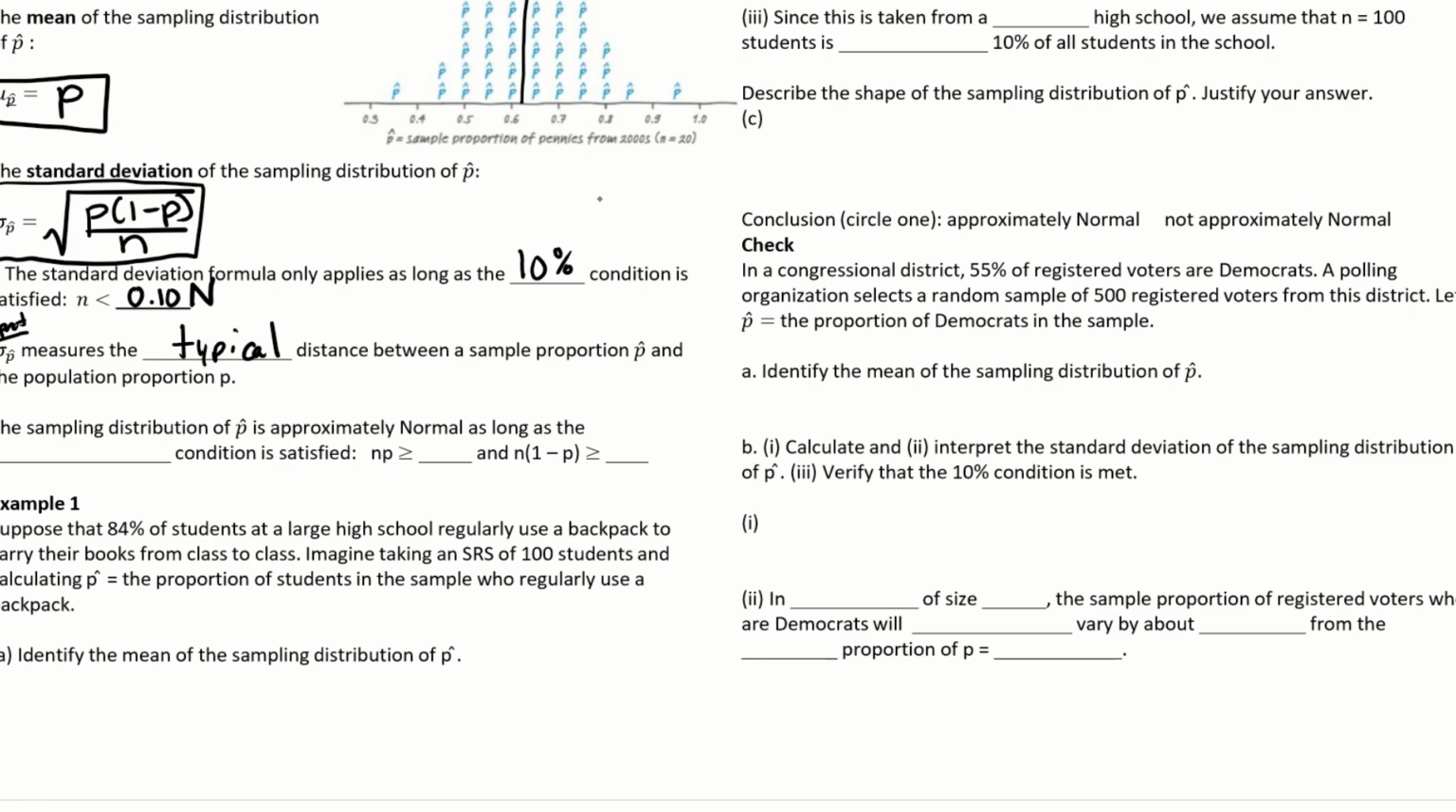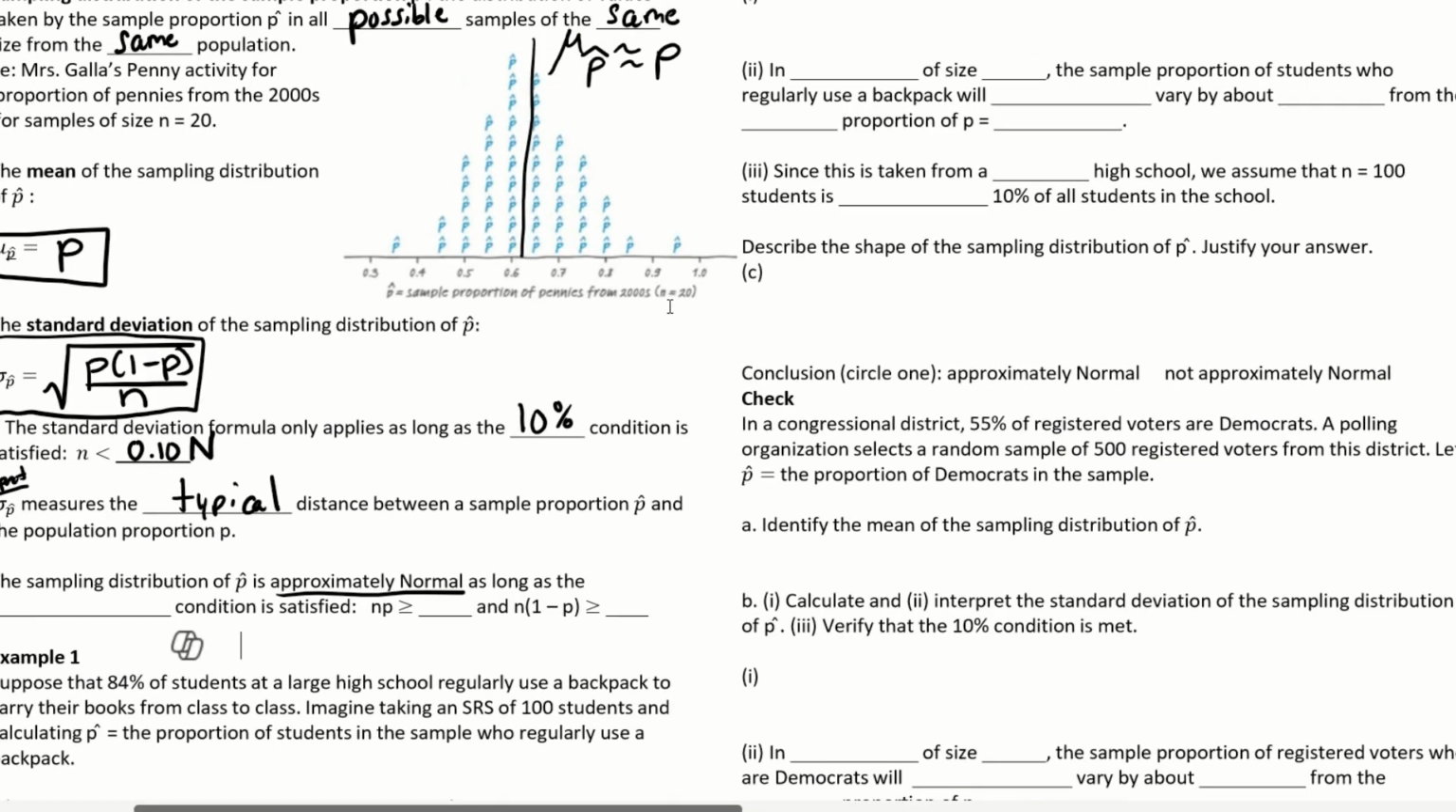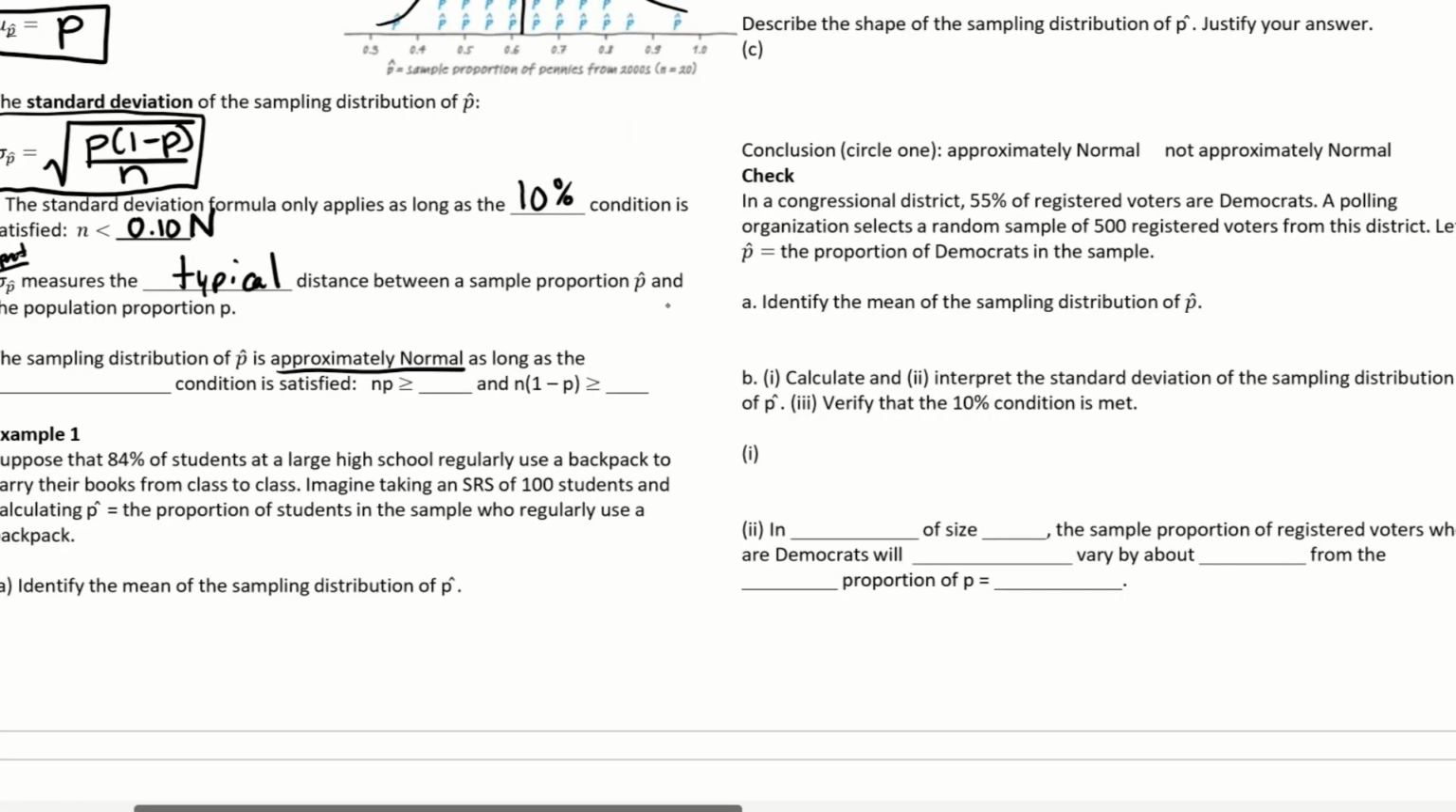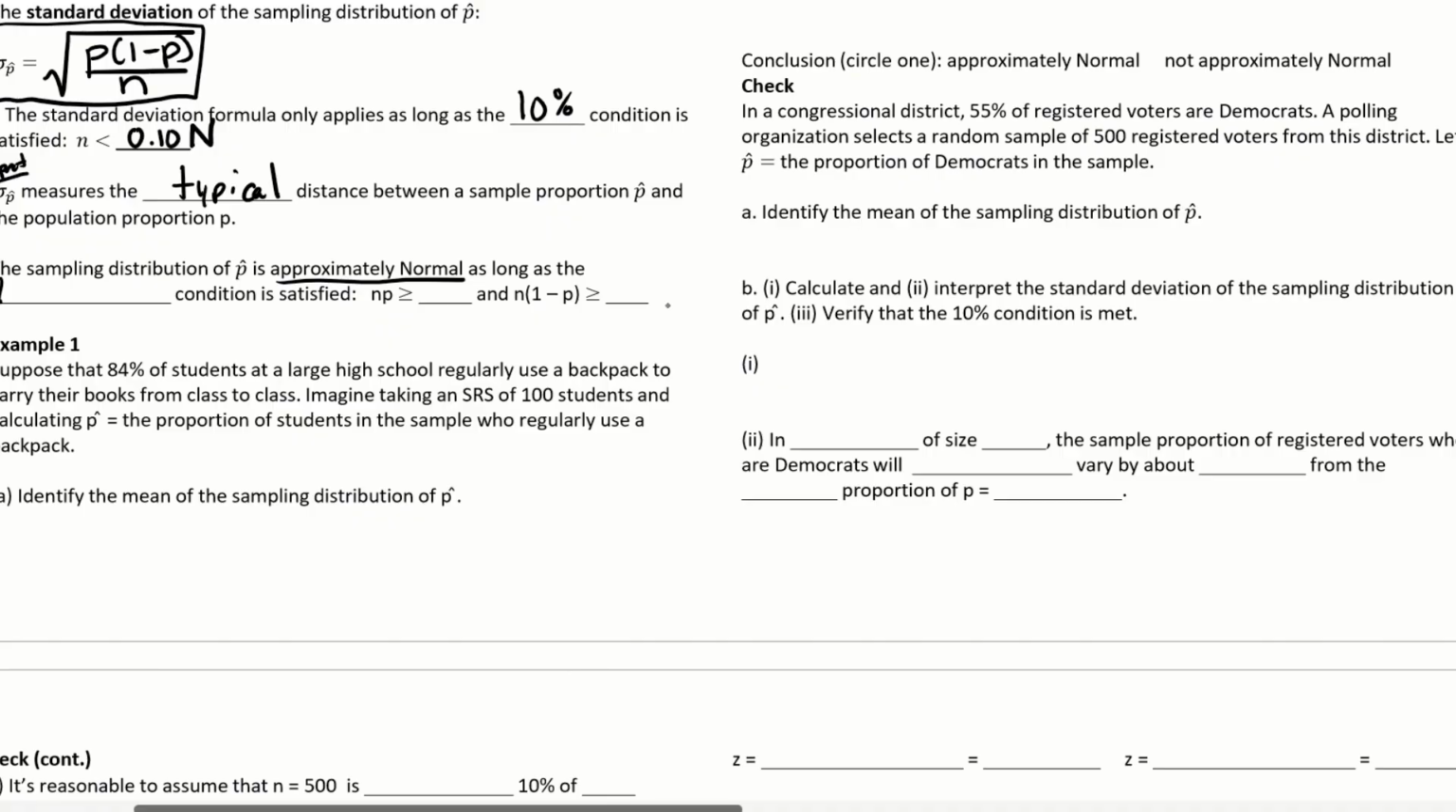Now, the sampling distribution of p hat is approximately normal. As you can see here, this looks approximately normal, has that bell kind of shape. It's approximately normal as long as the large counts condition is satisfied. The large counts condition says that n times p is greater than or equal to 10, and n times 1 minus p is greater than or equal to 10 as well.